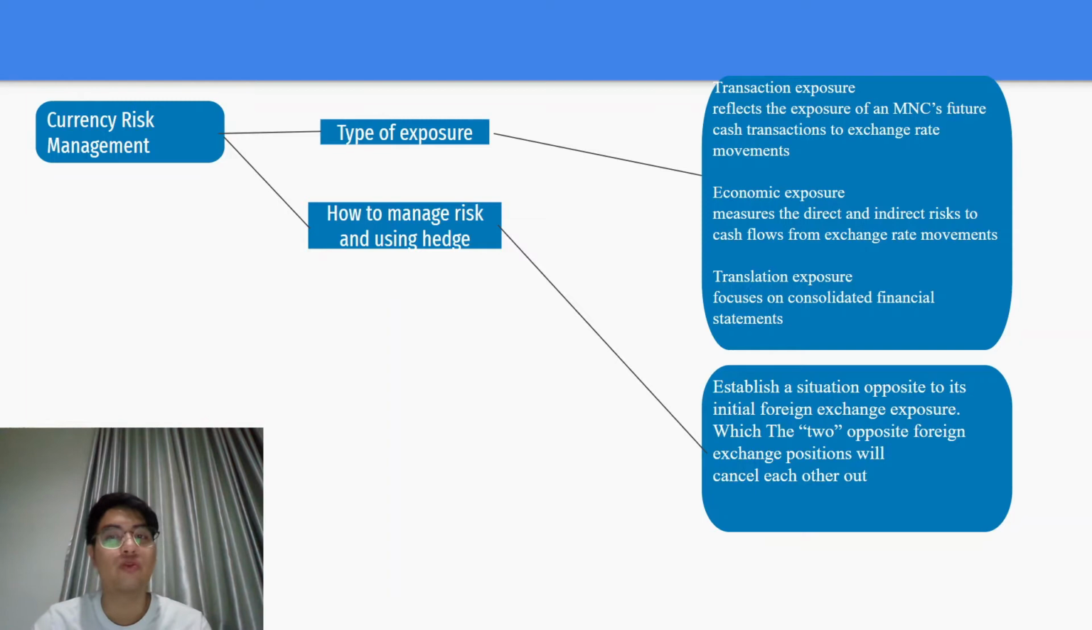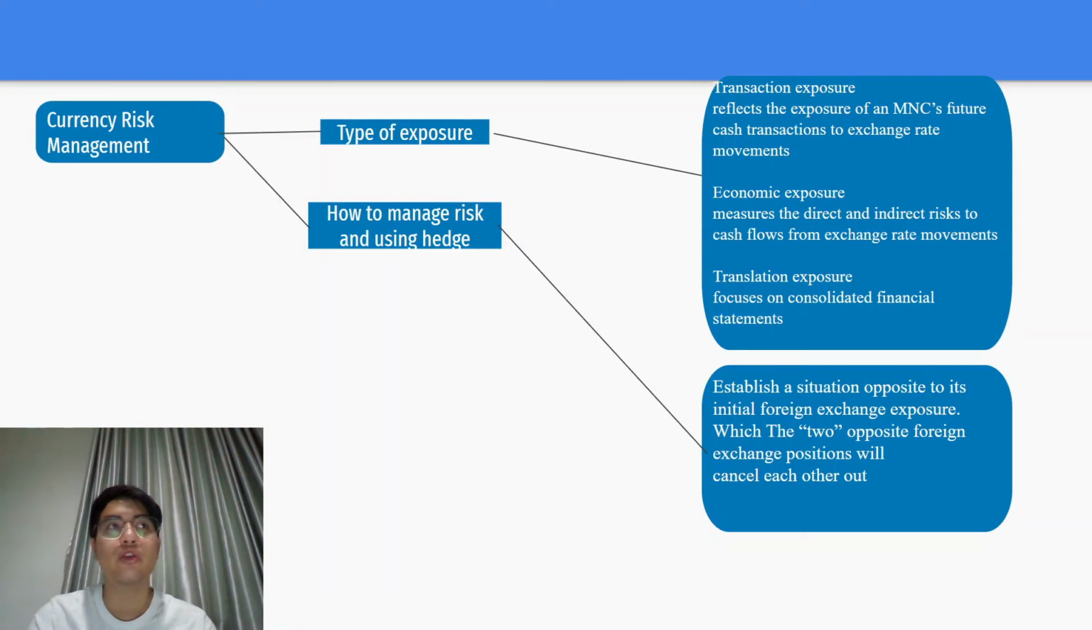Second, economic exposure, which measures the direct and indirect risk to cash flow from exchange rate movement. Translation exposure, which is focused on consolidated financial statement. How to manage risk using hedge is to establish a situation opposite to its initial foreign exchange exposure, so the two opposite foreign exchange positions will cancel each other out.